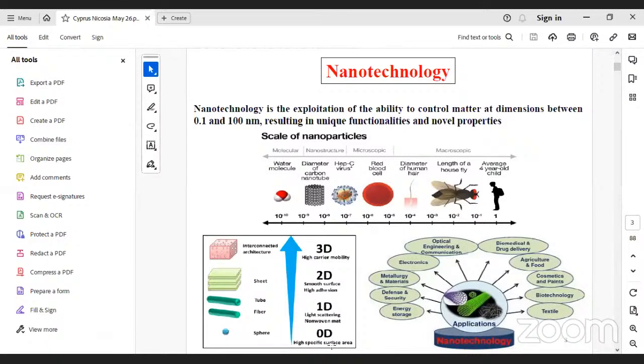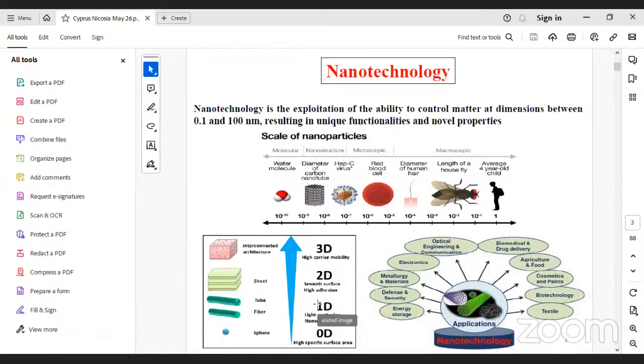And there are the dimensions, that is 0 dimension, high specific surface area. When we talk about 1-dimensional, light scattering and non-wetting material; 2-dimensional material has a smooth surface with high adhesion power; 3-dimensional has high carrier mobility. Means considering the dimension-wise activity, the properties and activity of the material are going to change very drastically. And when we talk about nanomaterial, surface to volume ratio is one aspect, but at the same time, morphology also plays an important role during the application, as well as the change in the properties from micron size to the nano size.